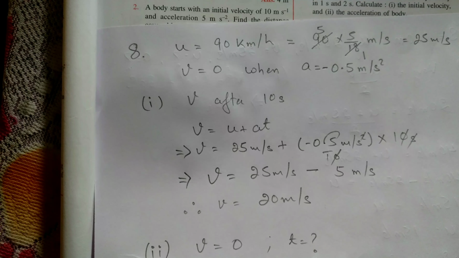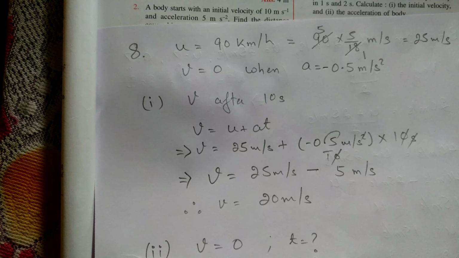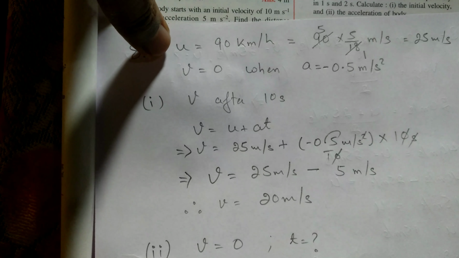Number 1, v after 10 seconds. We have time, which is 10 seconds. We have initial velocity, which is 25 meter per second. Hence I'm able to use the first equation of motion, which is v equals u plus at. Replacing those values, I don't think I have to tell you how to solve it now. We've been doing this many times. Replacing the values, multiplying, adding and cancelling, I'm getting 20 meter per second. I hope you are able to do the calculation part by yourself.